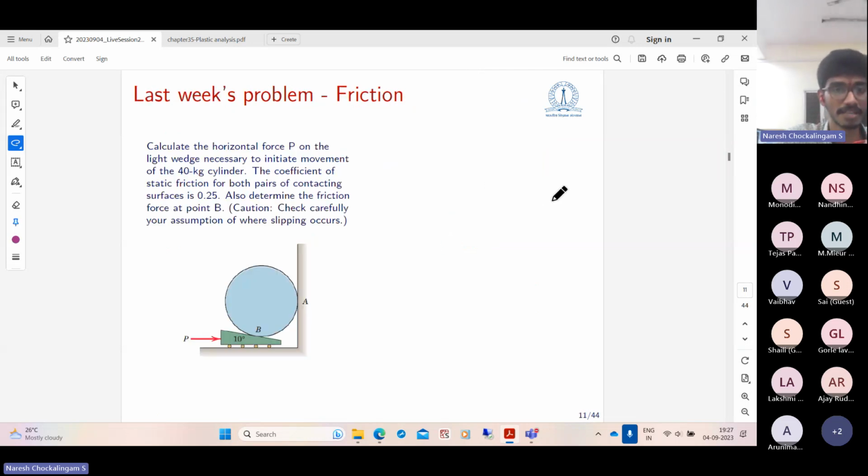So this was last week's problem on friction. You have this assembly of a wedge, an inclined plane, and a ball or a cylinder, whatever you call it. We are asked to calculate the horizontal force P on the wedge necessary to initiate the movement of the 40 kg cylinder. The coefficient of static friction for both pairs of contacting surfaces, one at A and the other at B, is 0.25. The weight of the cylinder is given. Now we are asked to determine the friction force at the point B. And there is a hint that you should carefully check your assumption of where slipping occurs.